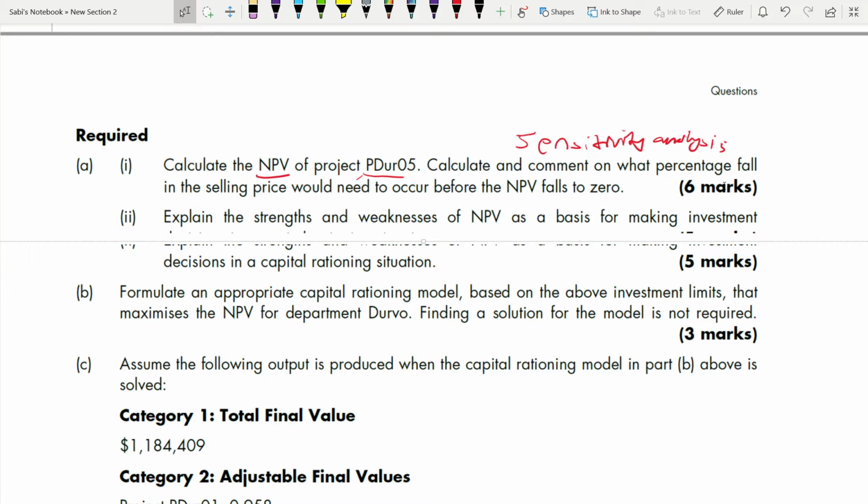If it's negative, we have to reject. But we also have to take care that our finances are limited. We have a capital rationing situation. We might have constraints. So in that case, what do we have to do? We have to talk about the strengths and weaknesses of net present value.